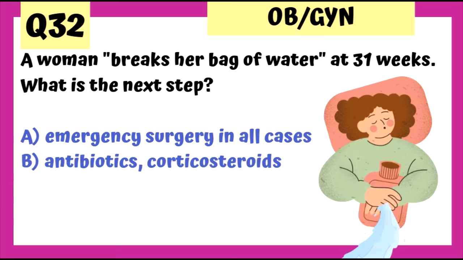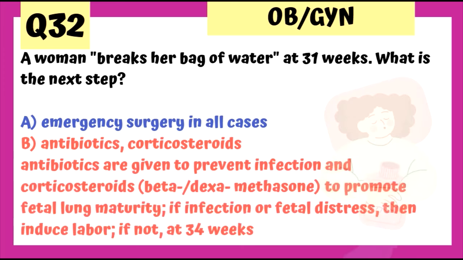Question 32. A woman breaks her bag of water at 31 weeks. What is the next step? We want to give antibiotics and corticosteroids. Antibiotics are given to prevent infection and corticosteroids are given to promote fetal lung maturity. If there's infection or fetal distress, we want to induce labor, and if not, all is going well, we want to deliver at about 34 weeks.